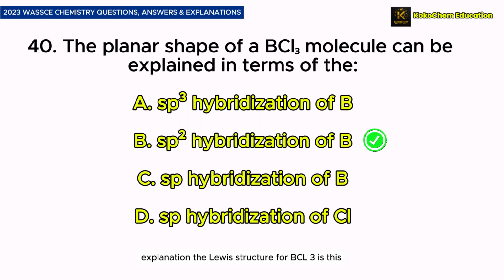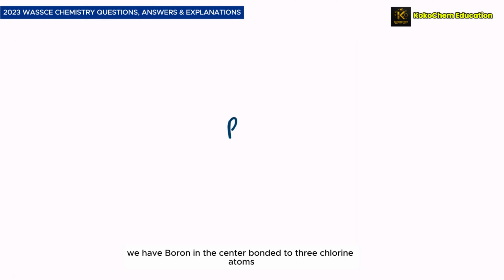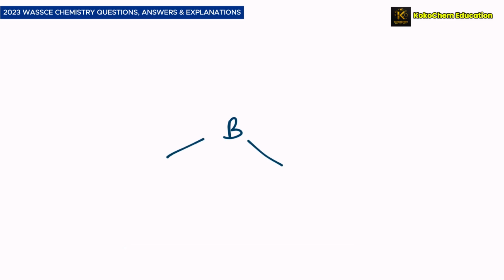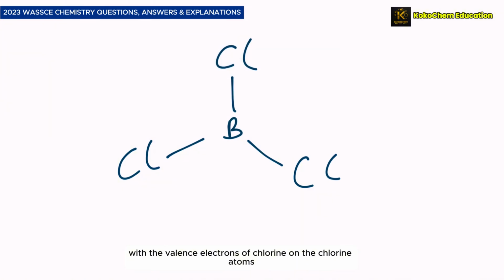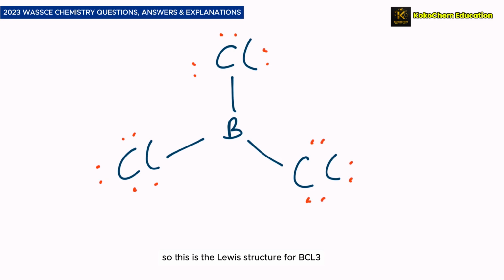Explanation. The Lewis structure for BCl₃ is this. You have boron in the center bonded to 3 chlorine atoms with the valence electrons of chlorine on the chlorine atoms. So this is the Lewis structure for BCl₃, and since it has 3 bonding domains, i.e.